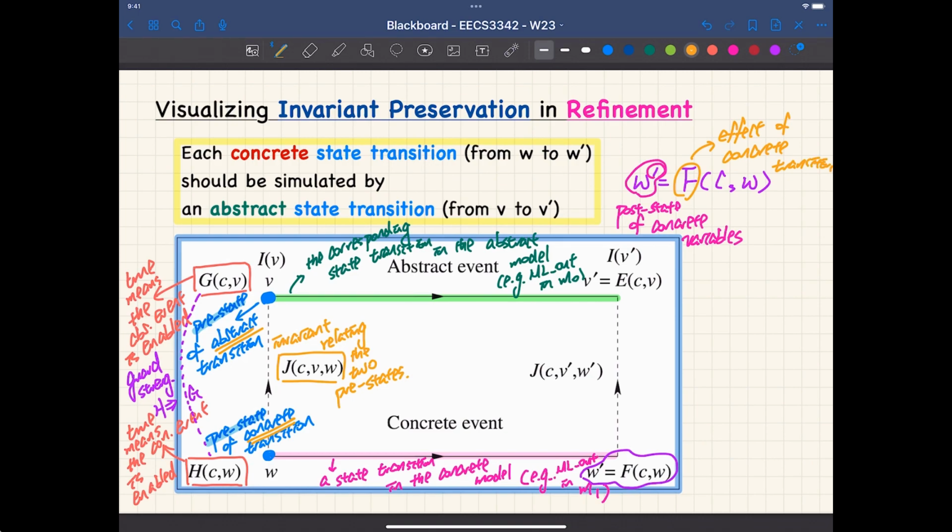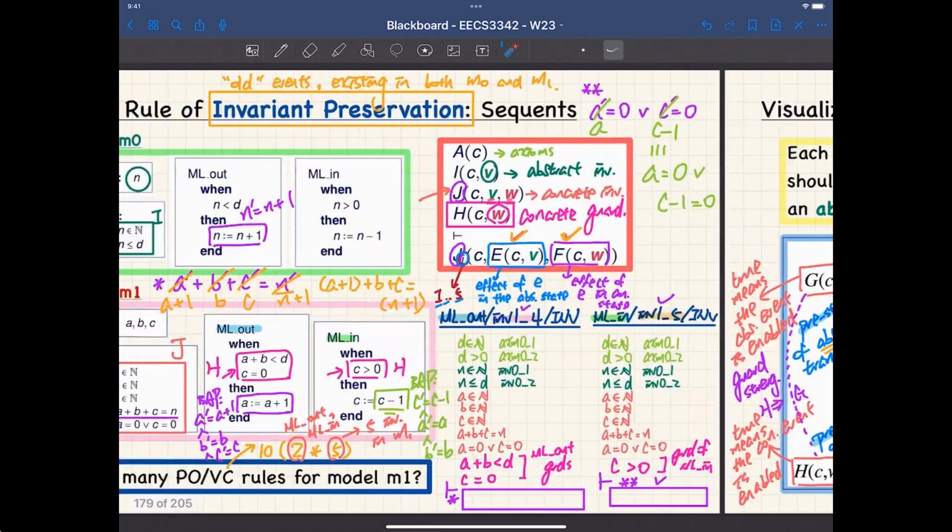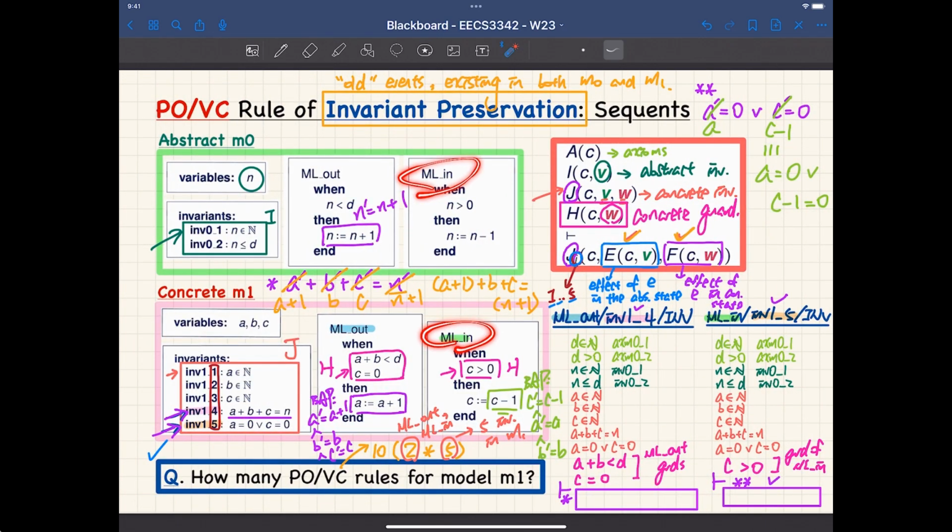Okay, similarly, if you look at this one here, V prime over here, this will be the post states, right? Let me just write it down for completeness of abstract variables. Okay, and over here, this will be the effects of abstract transition. This is simply saying, if I try to make a transition, let's say MLN, the post state for the abstract world should be N minus 1. The post state for the concrete world should be C minus 1. Okay, that's what it is saying.